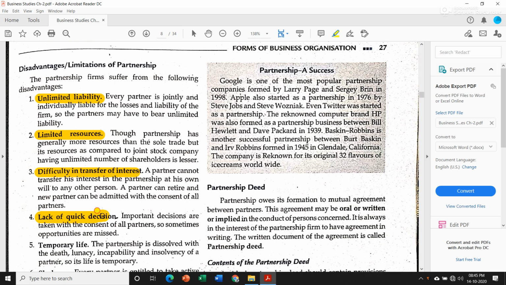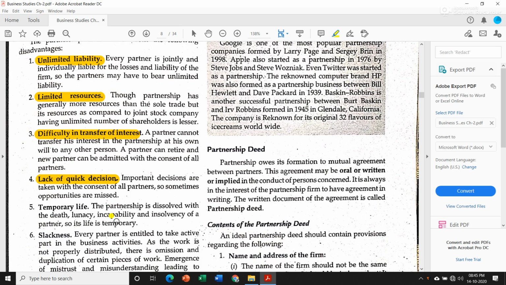Then lack of quick decision. In sole proprietor, we saw that since he is the only one handling the business, he can take decisions as quickly as possible. But in a partnership firm, since there are partners, all of them have to come to a single conclusion for taking any decision.